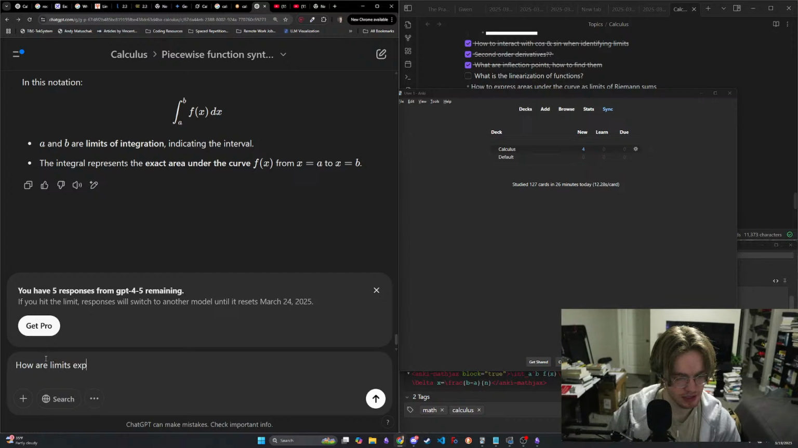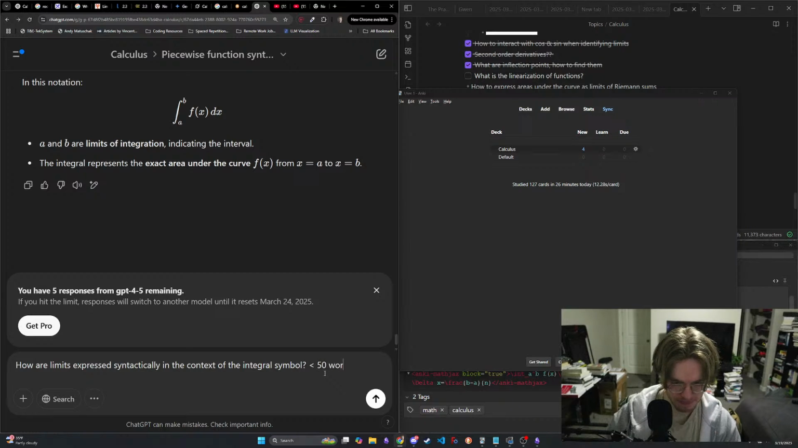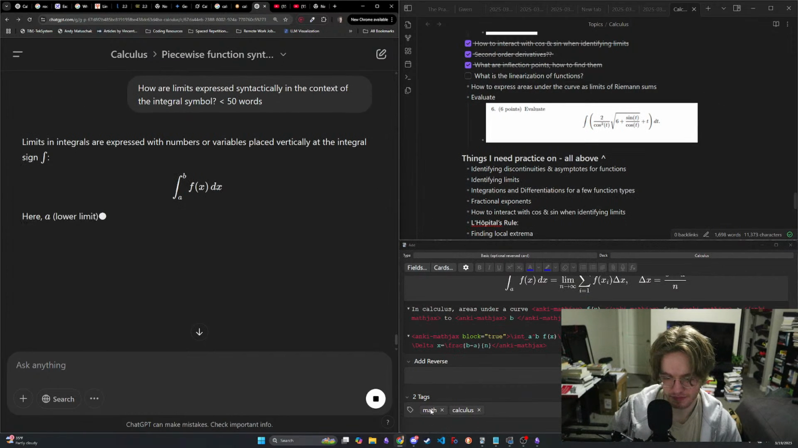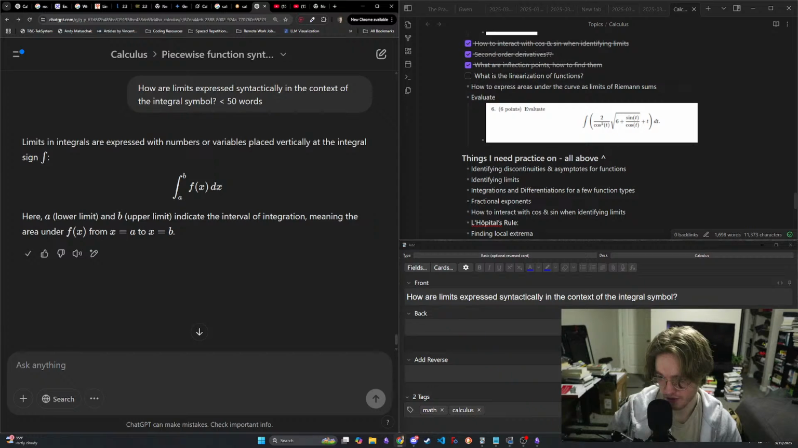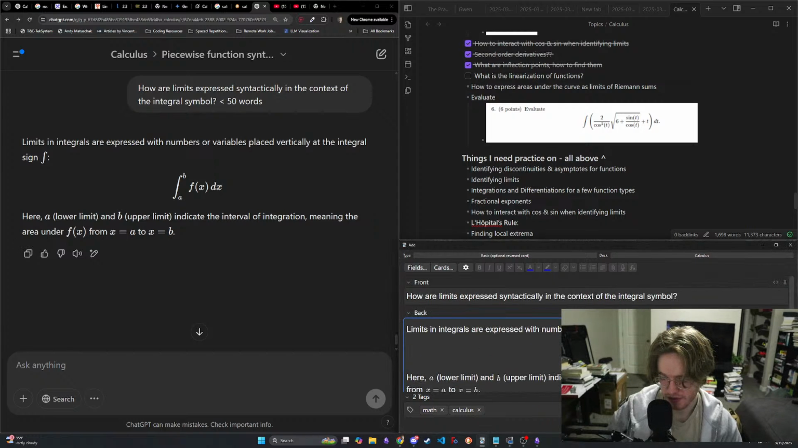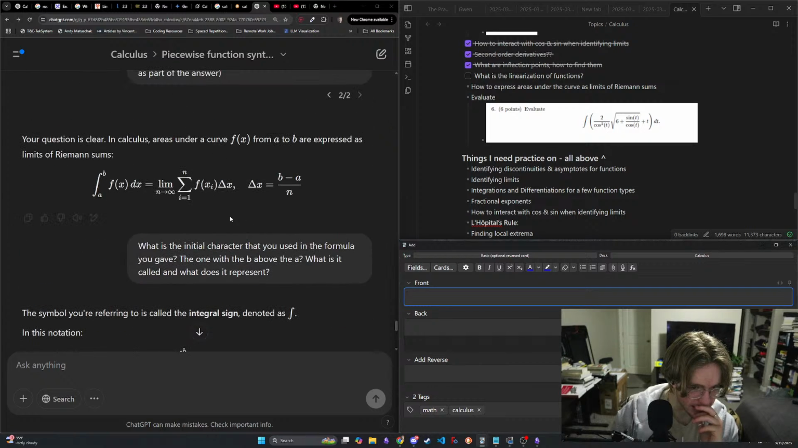How are limits expressed in the context of the integral symbol syntactically? Okay. Perfect.